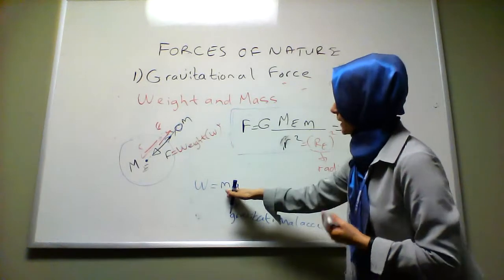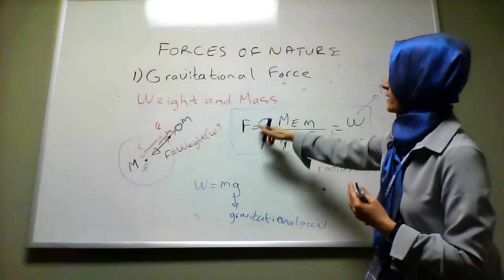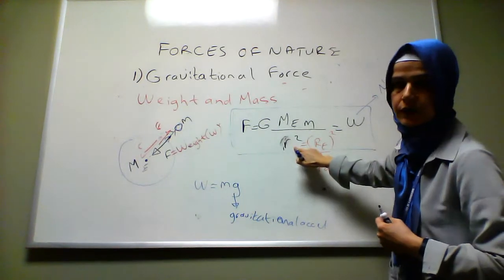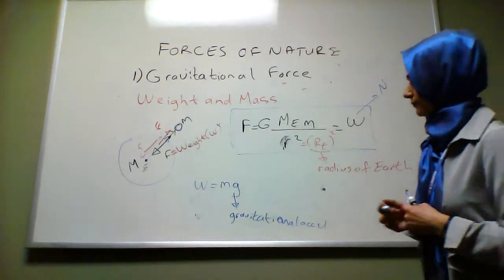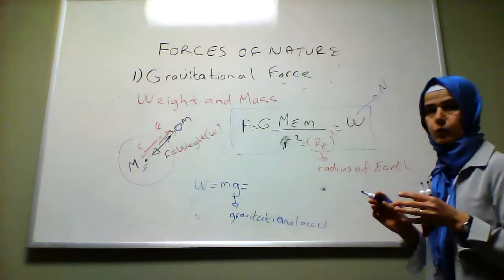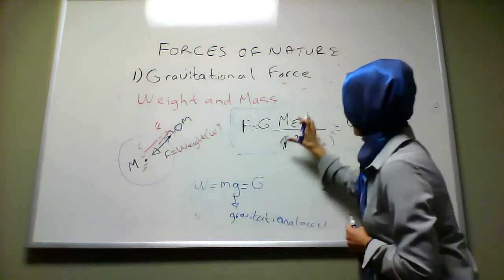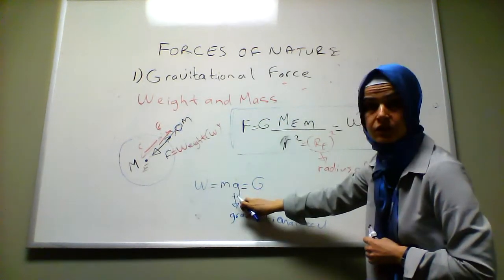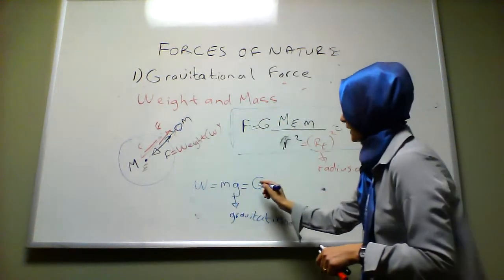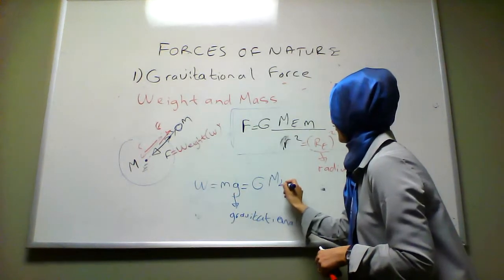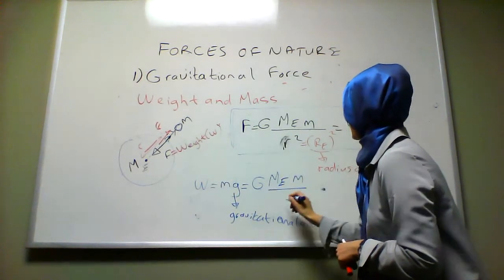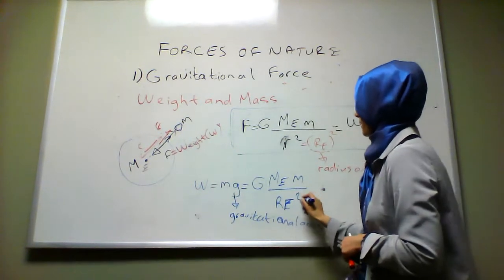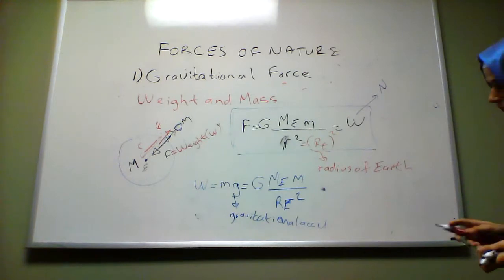And this weight mg is exactly equal to this in here, G times M Earth, M mass of the object, divided by R squared, which is equal to R Earth. So from now on, when we talk about weight, we don't have to go into all this trouble. We just do M mass times gravitational acceleration, which gives us the same result. If I enter these values in here, R Earth squared, I'm putting it now.